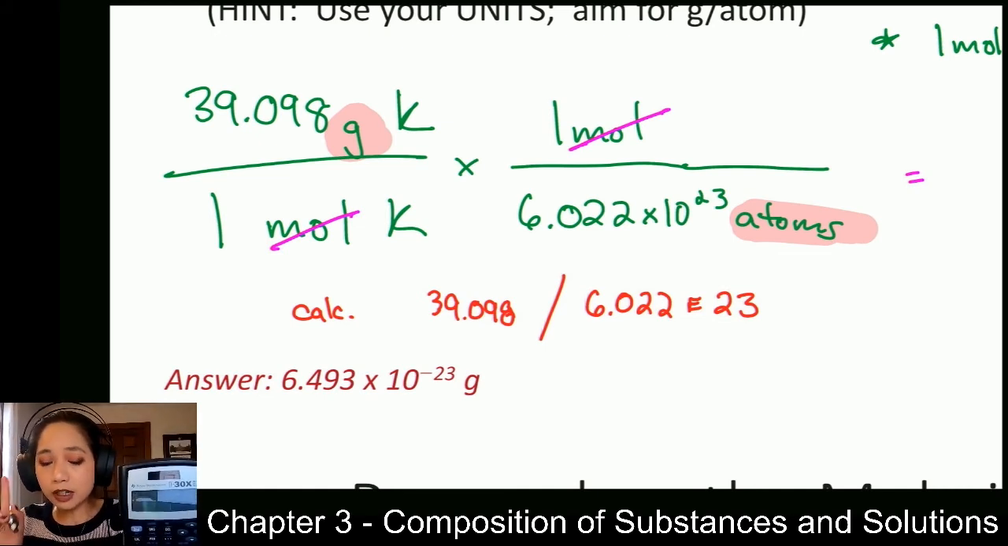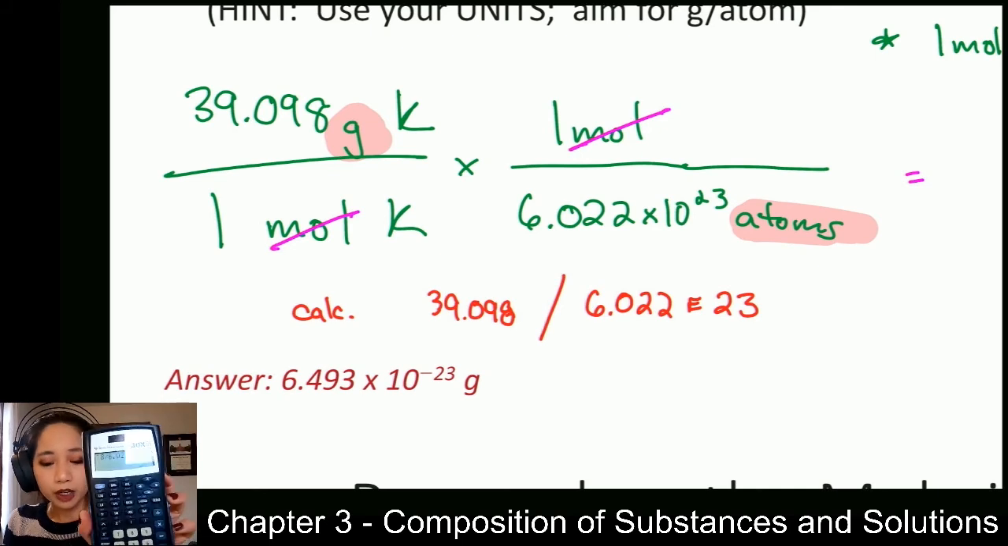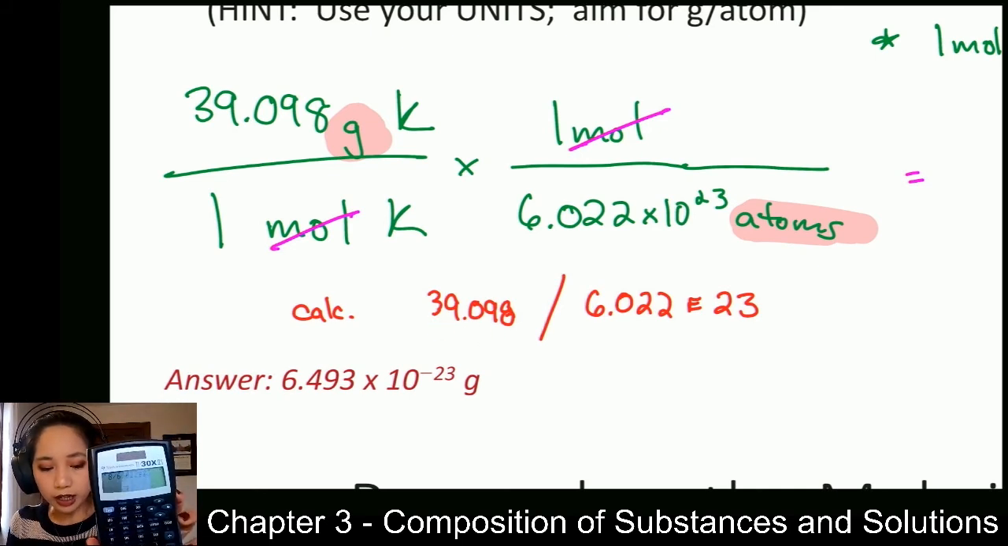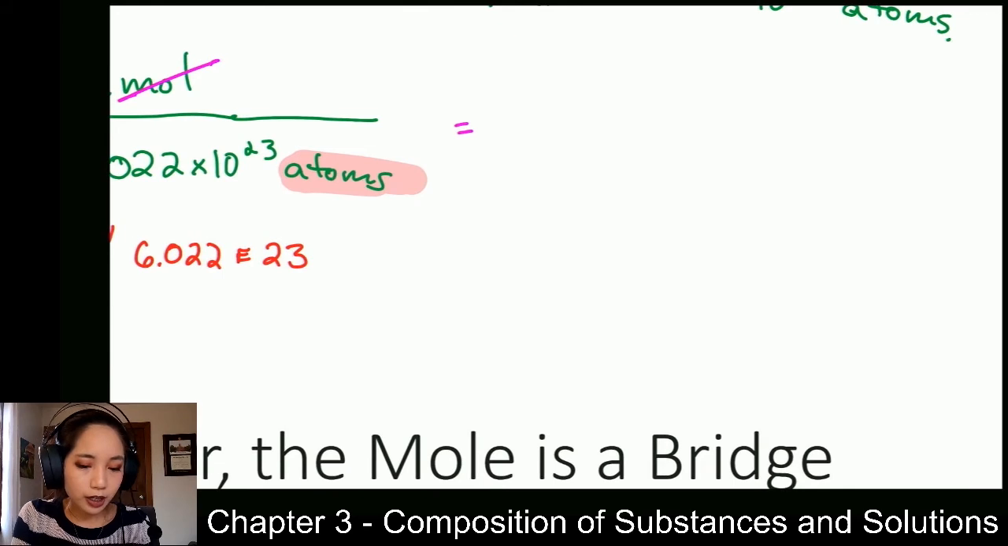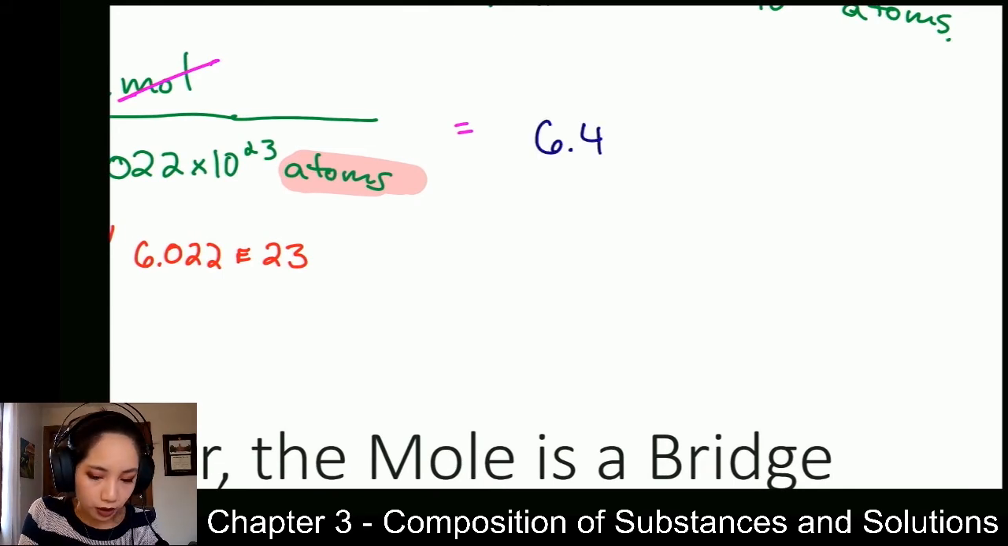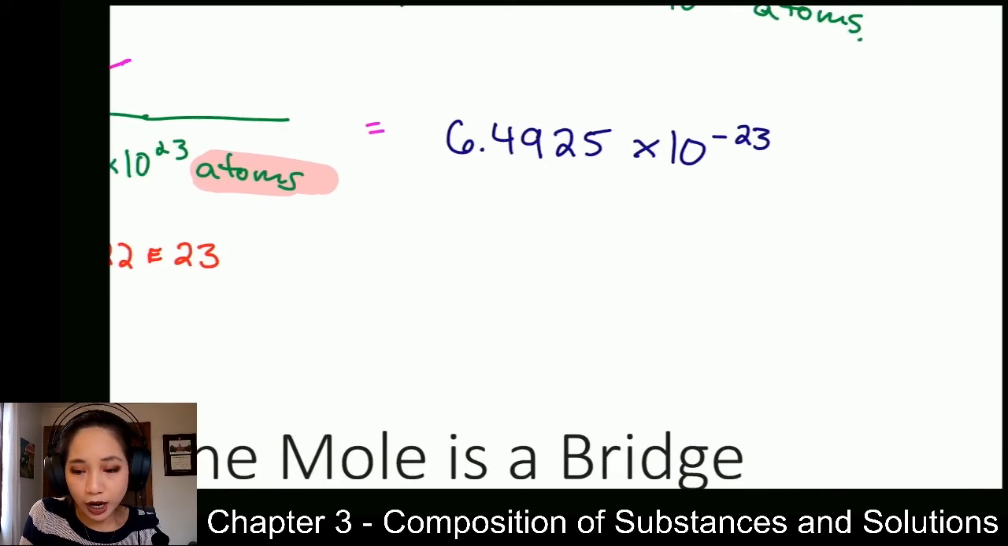And I will point out, some students will think you can multiply by 6.022 times 10 to the negative 23. You can't do that, so don't do that. Anyway, all I'm putting into my calculator is 39.098 divided by 6.022 E23, and then you get out of your calculator a number, 6.4925 times 10 to the negative 23. And that unit is grams per atom.